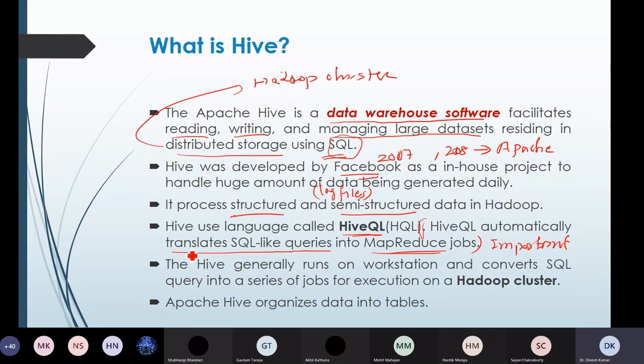Right? So it basically runs on workstations and converts SQL queries into a series of jobs for execution in the Hadoop cluster. Because it works in a distributed environment, it runs on different machines, and on those machines the user runs the SQL queries. It converts them into a series of jobs, which are given to the Hadoop cluster for execution. Right? Apache Hive organizes data in the form of tables.